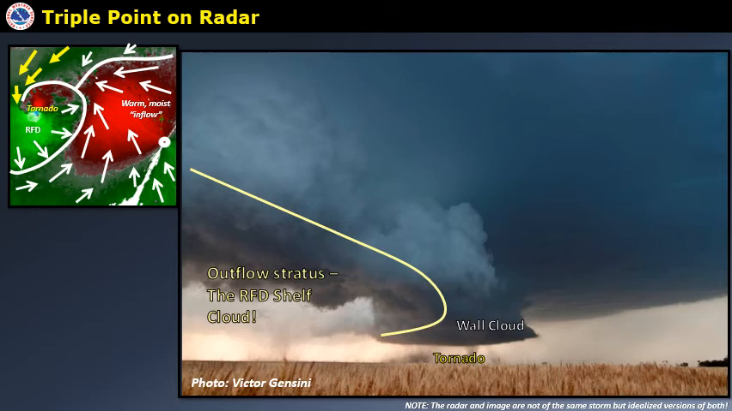Now, the gust front, as seen here, is likely demarcated by the outflow stratus and the RFD shelf cloud seen here in the image. Note that the location of the wall cloud and tornado is likely along the warm portion of the RFD gust front, again in this pseudo triple point area.